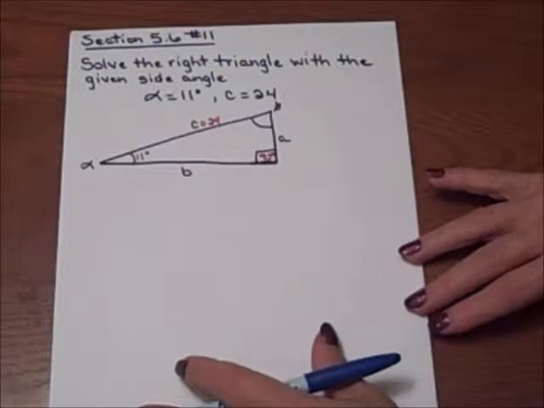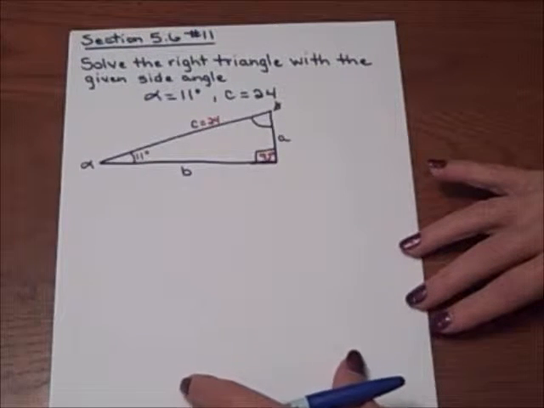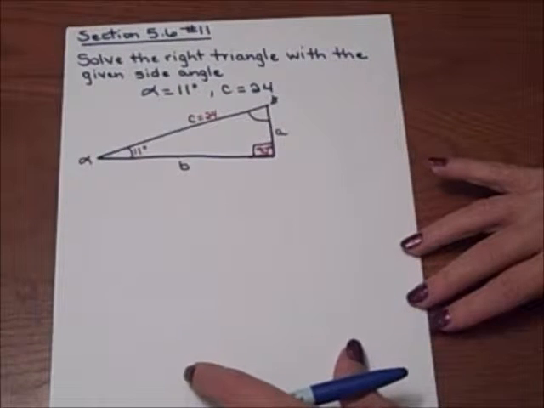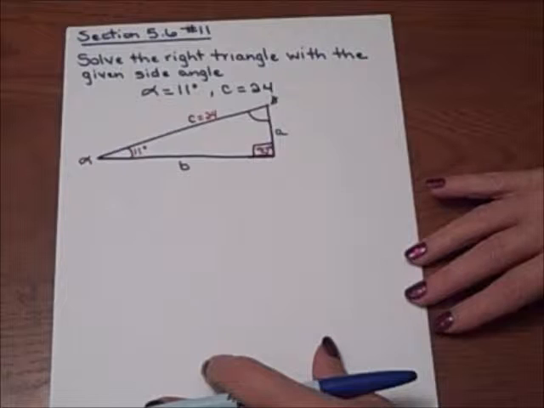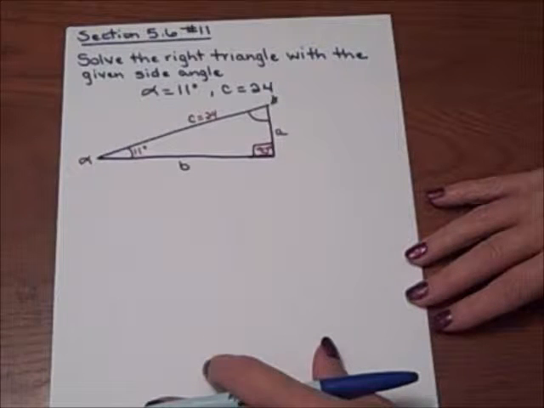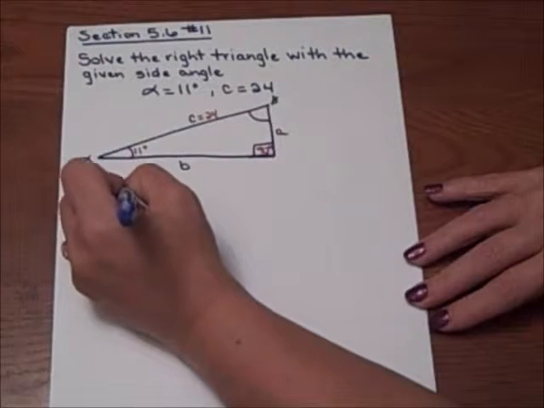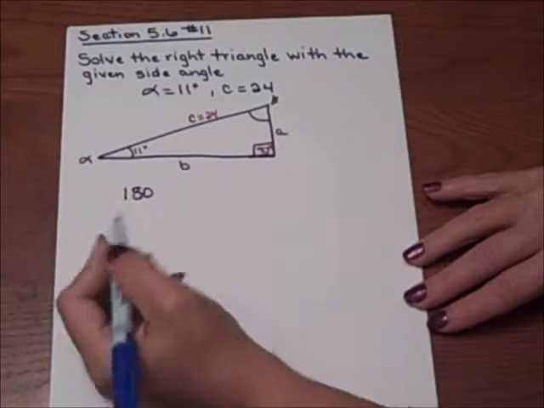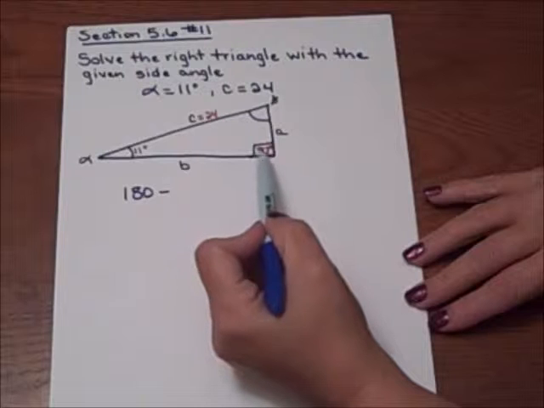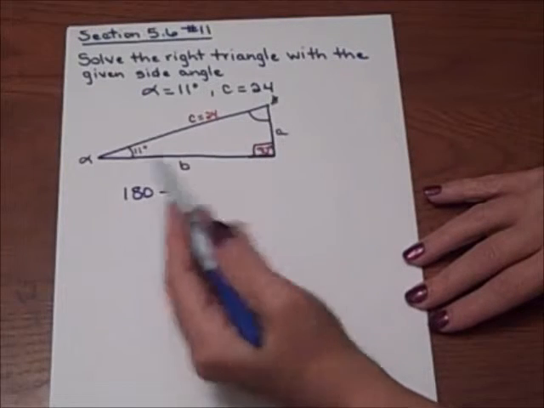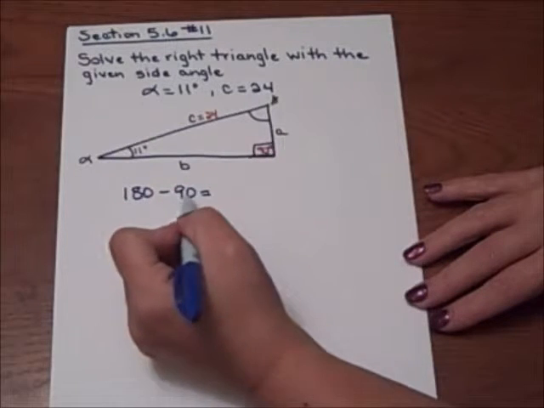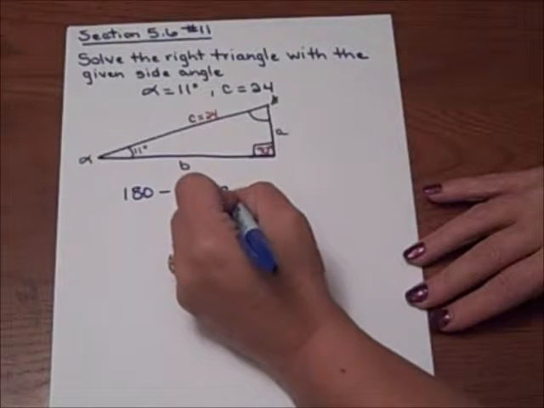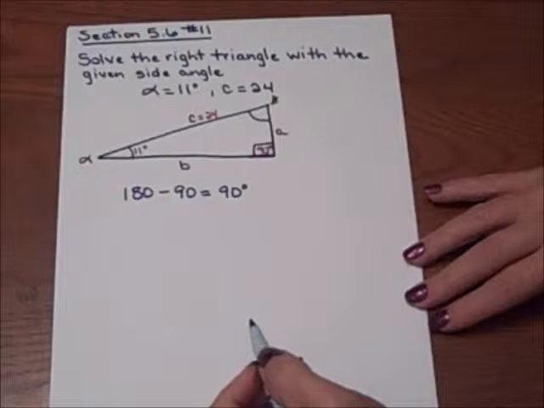First we will find the beta angle. And this is fairly simple for a few good reasons. First of all, we know that the sum of all angles of a triangle is 180 degrees. So I'm going to write 180. We know that a right triangle always has one 90-degree angle. So let's go ahead and subtract 180 minus 90, and that leaves us with 90 degrees.